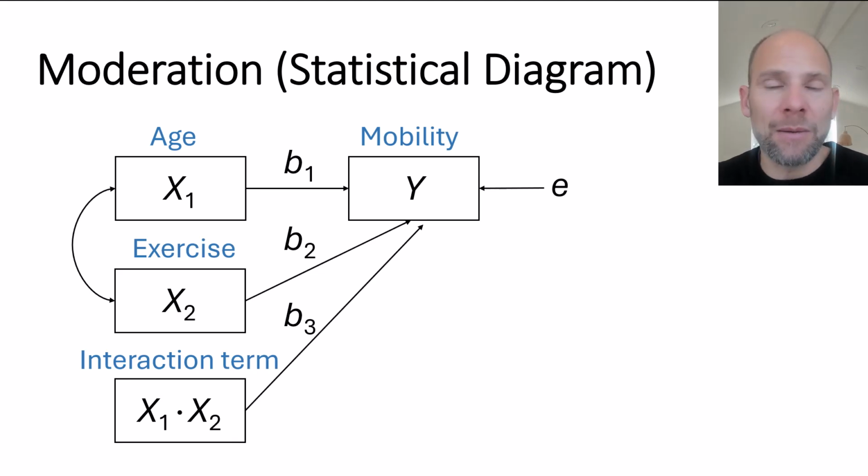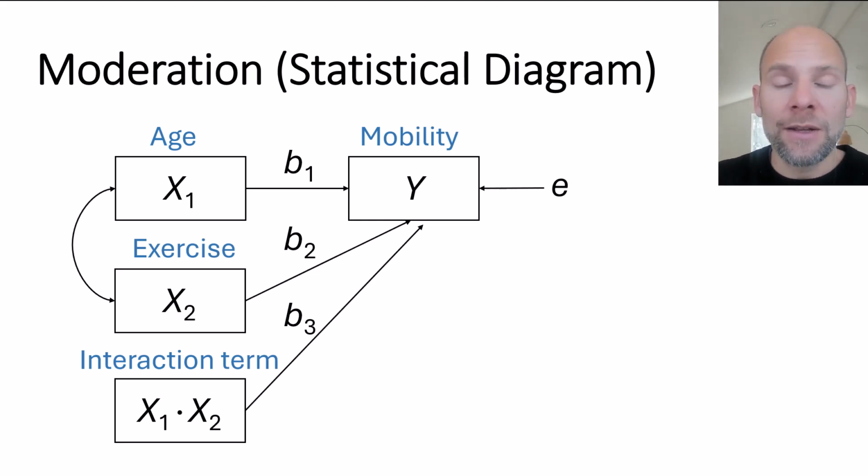So this may seem weird that you could just simply form the product of age in years times exercise maybe in hours per week. This doesn't seem to make a ton of sense, but it's statistically correct. So statistically, we form the product of two variables, and that product is added to our model as a separate predictor, and it has a coefficient b3.